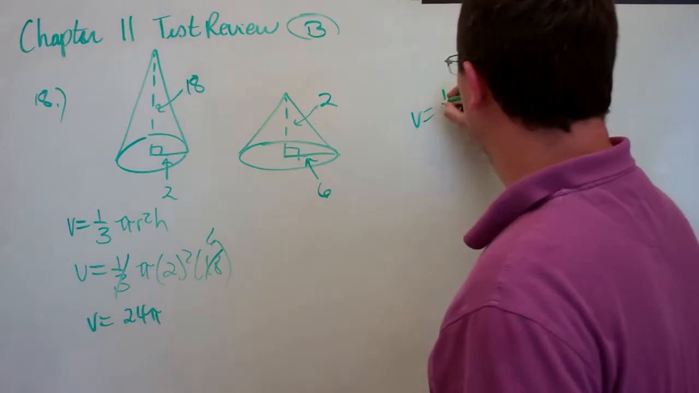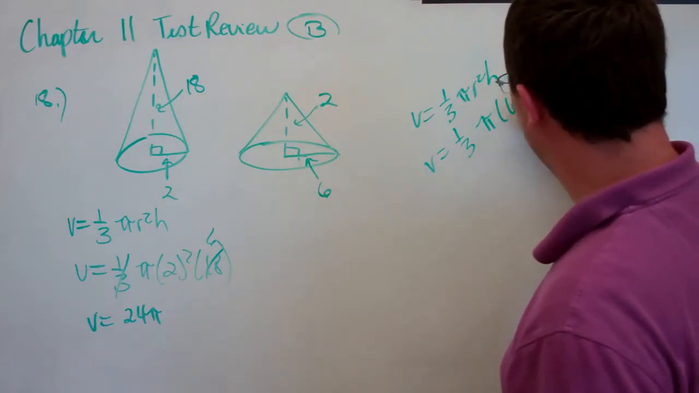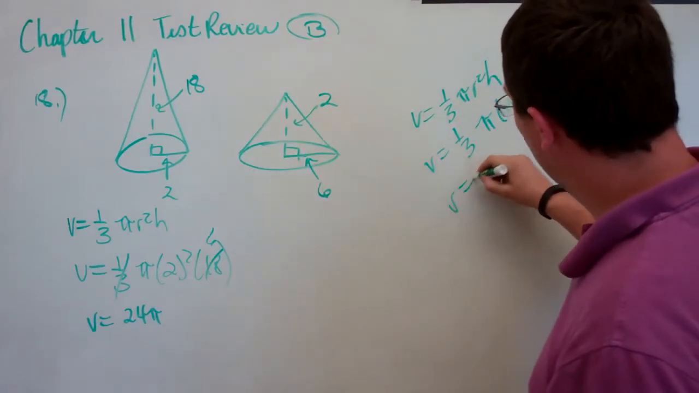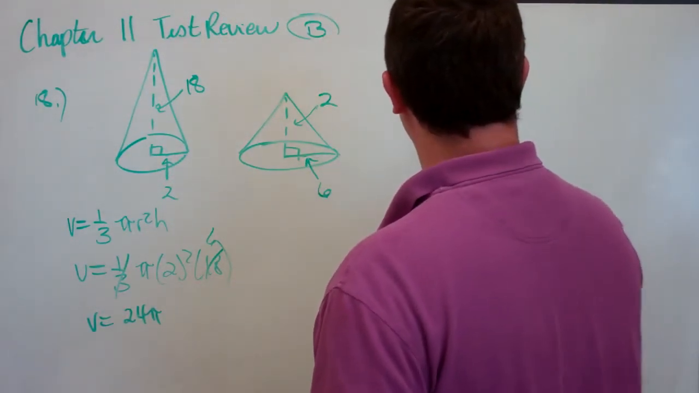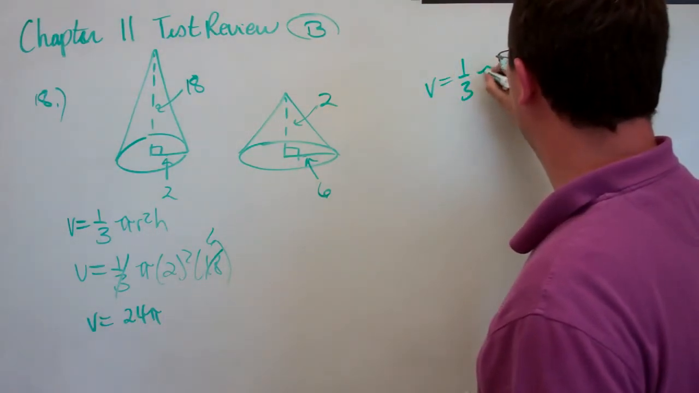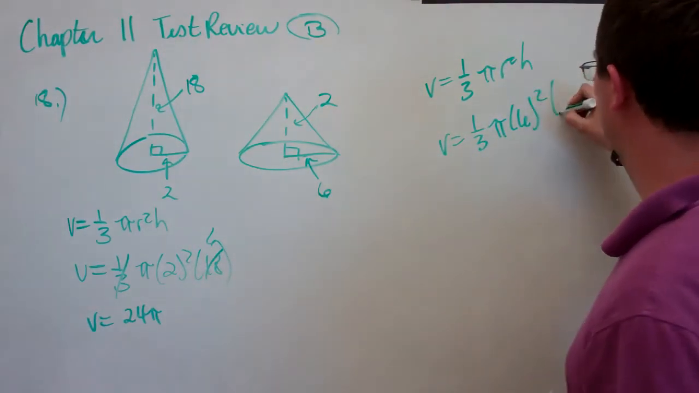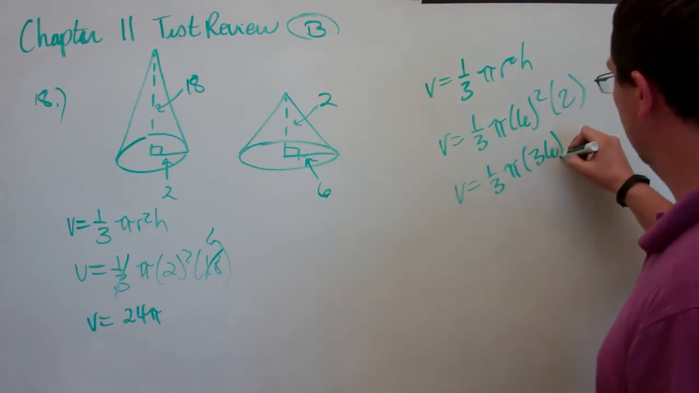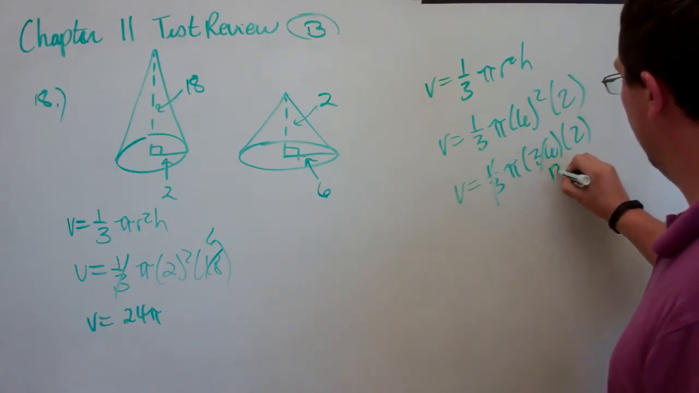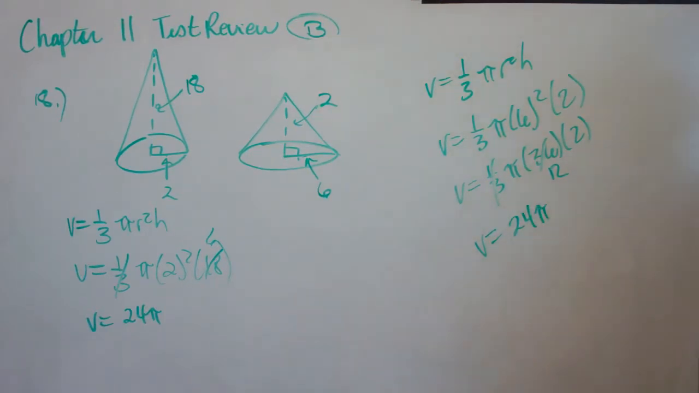Let's do it over here. 1/3 pi r squared height. Volume equals 1/3 pi 6 squared times 2. Let me write that over again. Volume equals 1/3 pi r squared height. Volume equals 1/3 pi radius squared times 2. So volume equals 1/3 pi times 36 times 2. Well, the 1/3 and the 36, that goes to a 12. So volume equals 2 times 12, which is 24 pi. Looky there. It works. Okay?